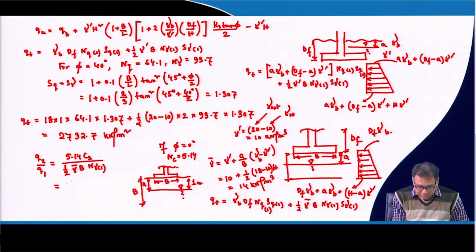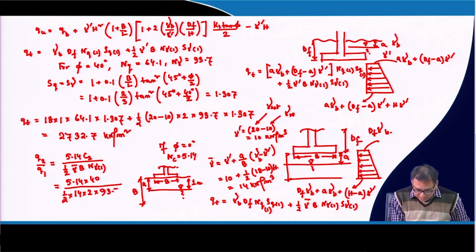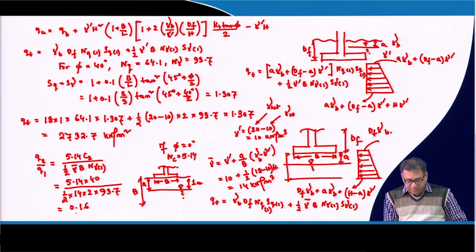the equation. So, if I put 15.14 C2 is 40 kilonewton per meter square, half gamma bar is 14, B is 2, and N gamma 1 is how much? N gamma 1 is 93.7. So, this is 93.7. So, this value is roughly 0.16. Okay. So, this value is roughly 0.16.